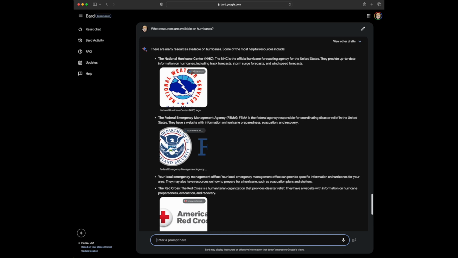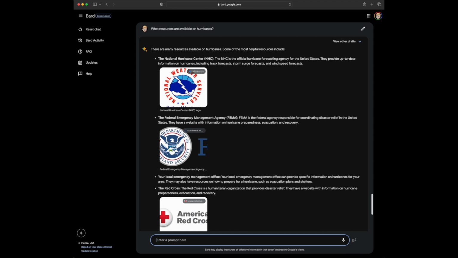The NHC is the official hurricane forecasting agency for the United States. They provide up-to-date information on hurricanes, including track forecasts, storm surge forecasts, and wind speed forecasts. Federal Emergency Management Agency, FEMA, is a federal agency responsible for coordinating disaster relief in the United States. They have a website with information on hurricane preparedness and evacuation.